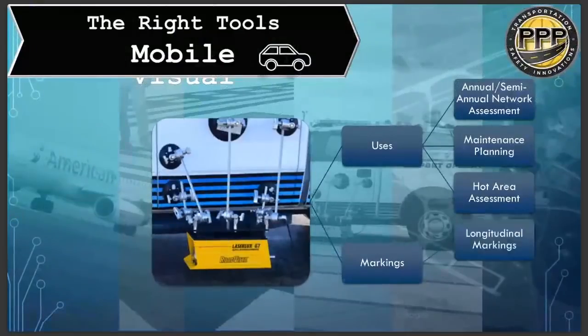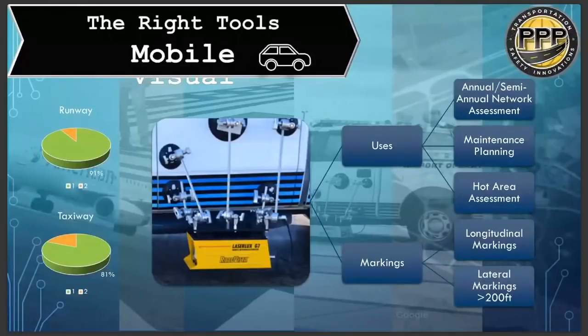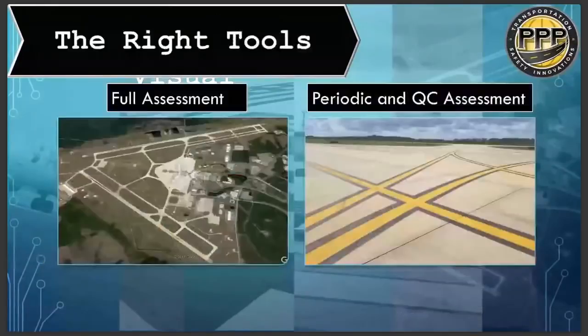Then we have, of course, the different types of markings, longitudinal markings and lateral markings of 200 feet or more. Again, kind of looking at the same chart, just reverse. 91% of the runway markings can be measured by a mobile, and about 81% of the taxiway markings can be measured with a mobile retroreflectometer.